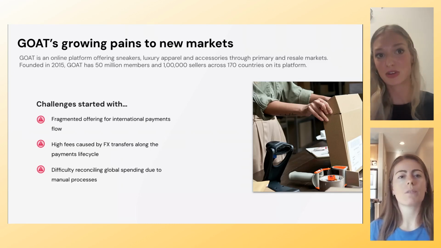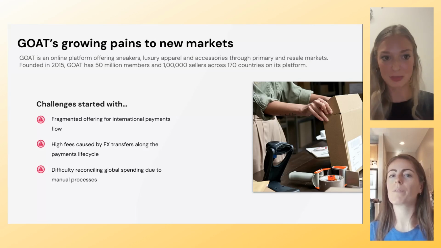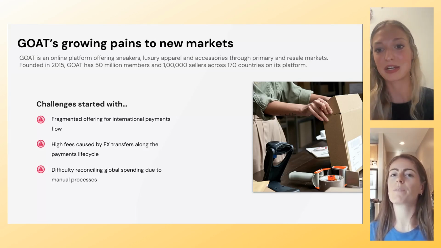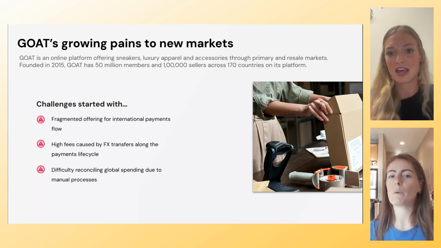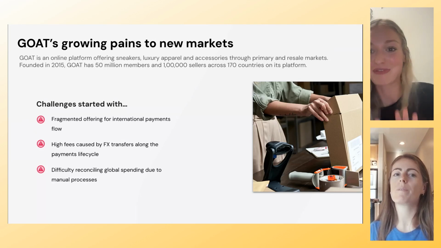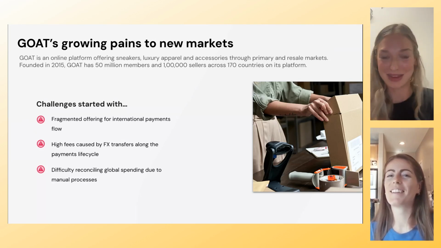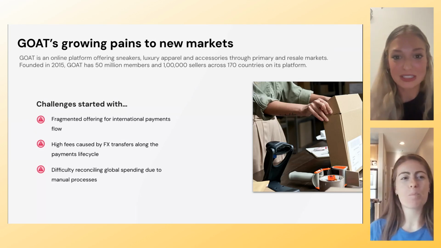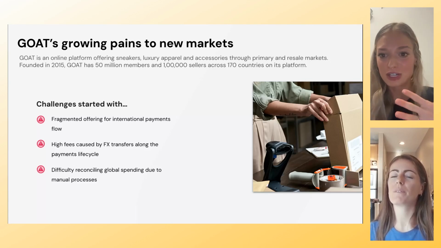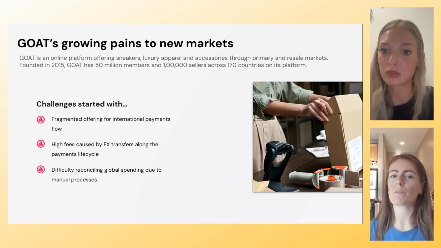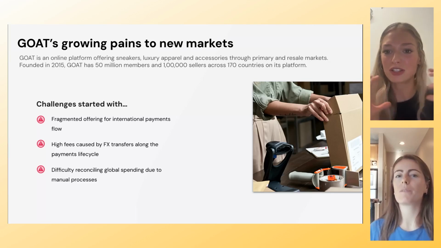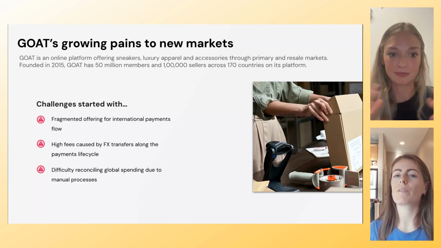We noticed this for a few of our clients. For example, GOAT. If you're familiar with the brand, you've probably seen that they operate in over 170 countries. They are a luxury apparel and shoe store. Dangerous website. If you want to look it up, you might get hooked and you might buy something. They were struggling because as they started to scale and move into different countries, they started to have to add on different processors to support their international payments. So things started to become really fragmented.